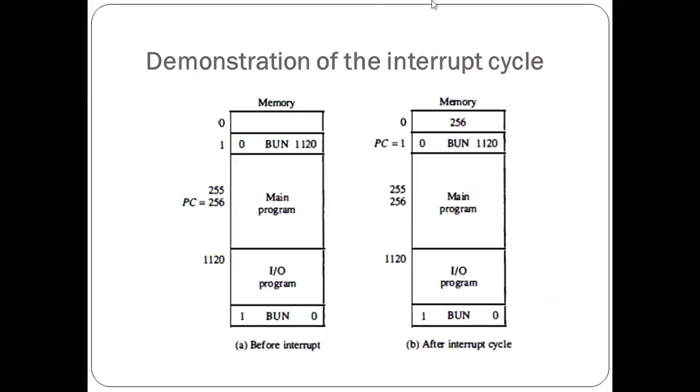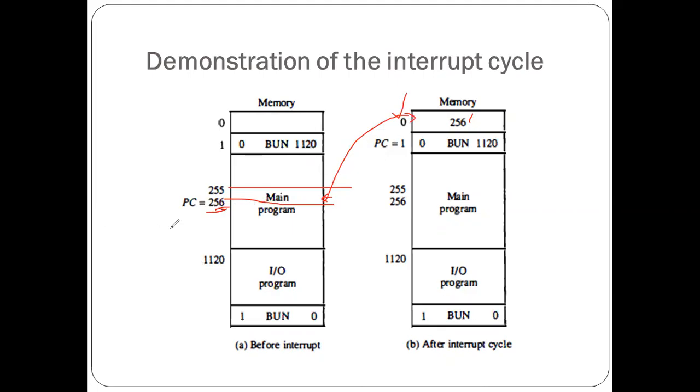So while your control is at this instruction, if you receive an interrupt and it is enabled properly, then it has to enter into the interrupt cycle. In the interrupt cycle, the first step is the return address, which is nothing but 256. This has to be stored somewhere. For that, I am reserving a memory location, memory location 0. Here my return address is stored, which is my 256.